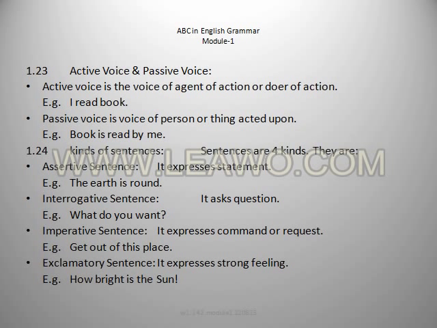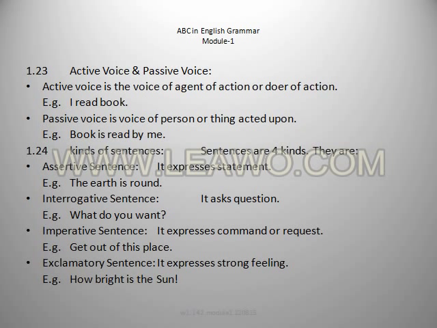Kinds of sentences. Sentences are of four kinds. They are assertive, interrogative, imperative, and exclamatory sentences. Assertive sentence. It expresses a statement. Example is, the earth is round.